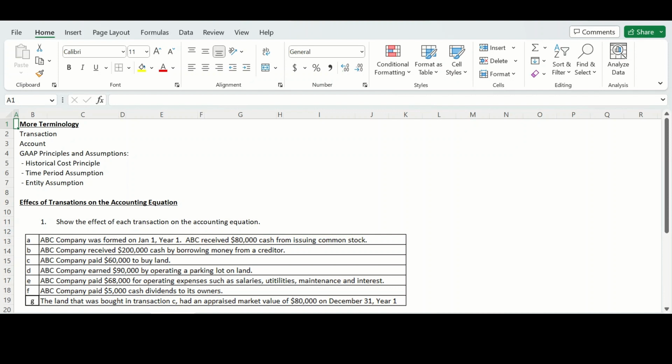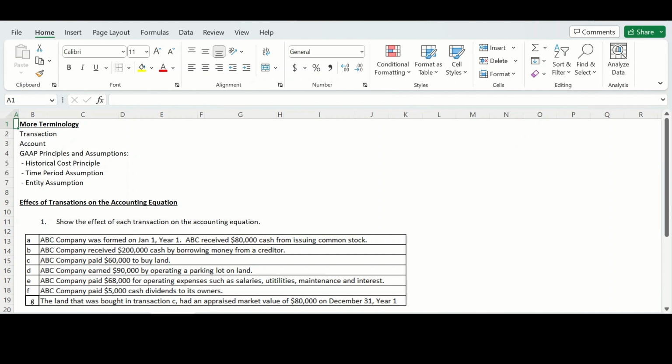For example, if a company buys an office building for $100,000, the event is buying the building and the monetary measurement is $100,000 in this case. So the business buying a building is a transaction of the business.